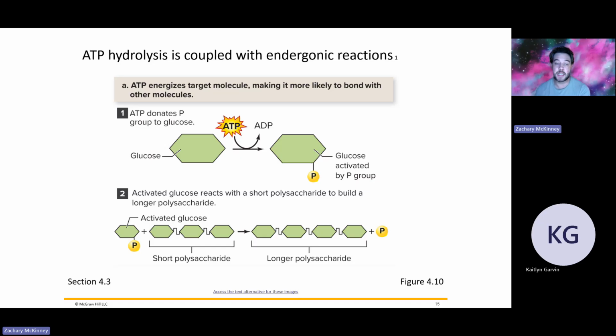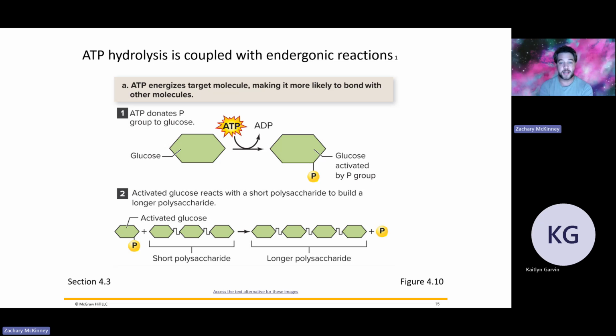It can be something like adding a phosphate. That sometimes is all that it is. It's literally just taking that phosphate that was broken off, attaching it to something else. Adding phosphates to things, it's kind of like turning them on or turning them off. It activates and deactivates depending on the molecule in the process. So glucose here can be activated by a phosphate.